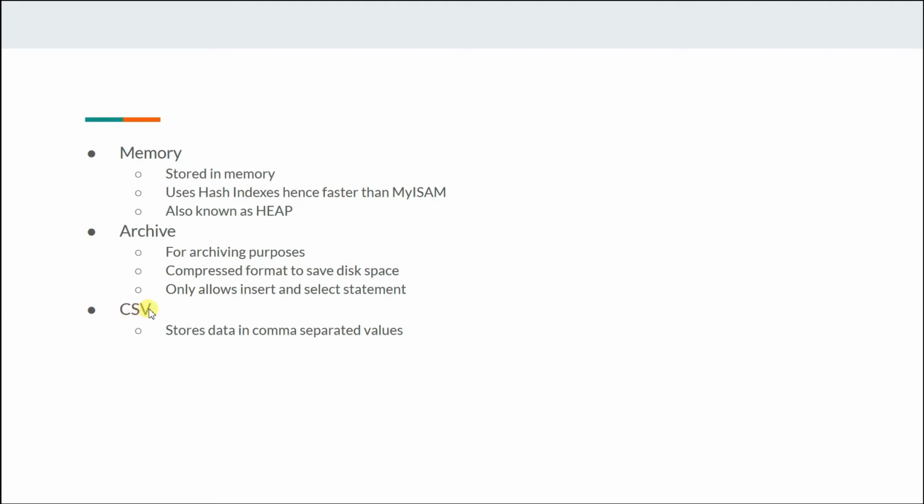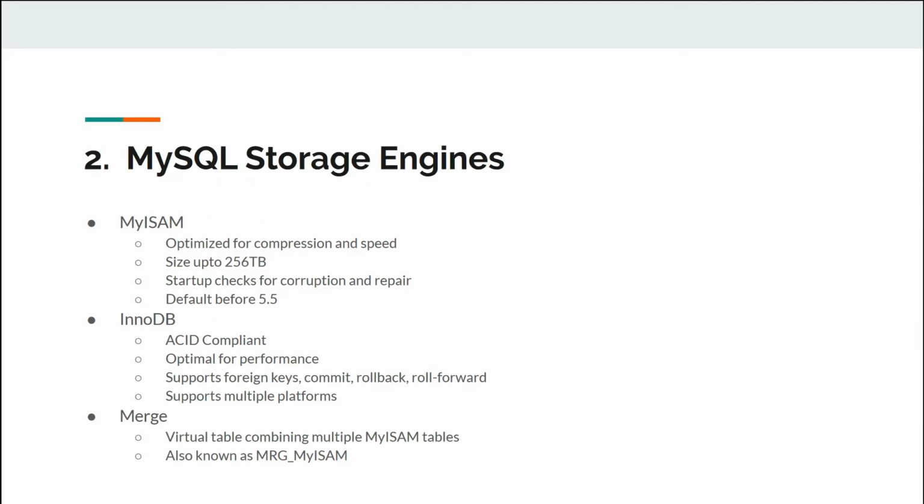And CSV is what you open in your Excel sheet and your Google Sheets. So in CSV, data is stored in comma separated values. So one benefit is you can use it in any kind of Excel sheets and Google Sheets, but the SQL queries and features are not that much. Okay, so these were MySQL storage engines.